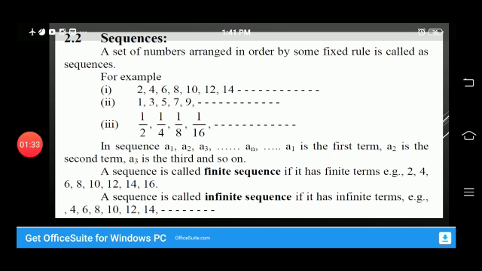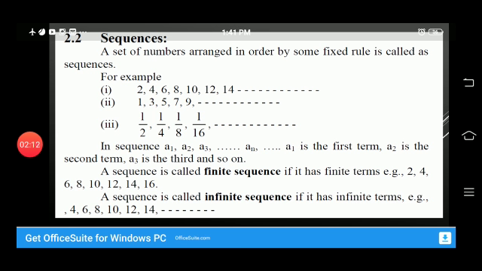Sequence. A set of numbers arranged in order by some fixed rule is called a sequence. For example, 2, 4, 6, 8, 10, 12, 14, and so on. You may clearly see that this is an infinite sequence, and 2 is added to each number. Then the next one is 1, 3, 5, 7, 9. Again, 2 is added to each number. 1 over 2, 1 over 4, 1 over 8, 1 over 16. Here the denominator is multiplied by 2 each time: 2 times 2 is 4, 4 times 2 is 8, 8 times 2 is 16.